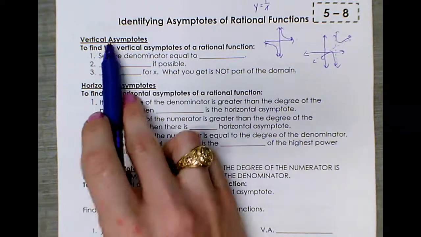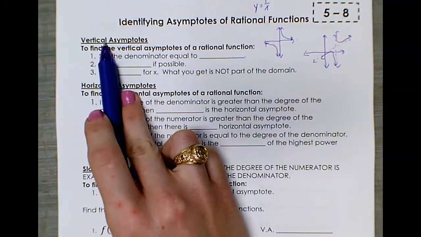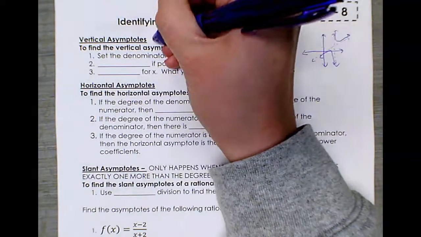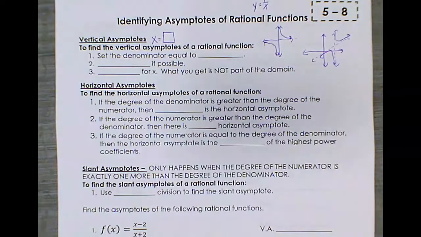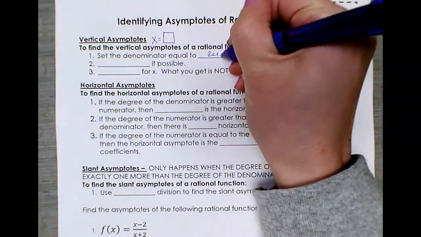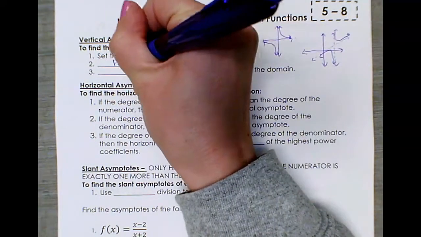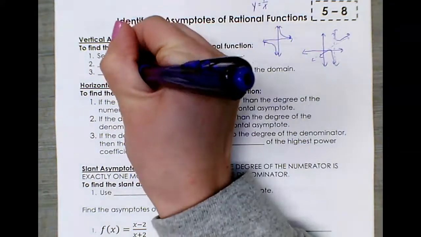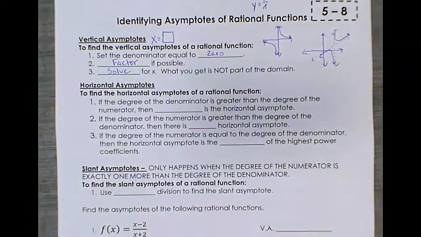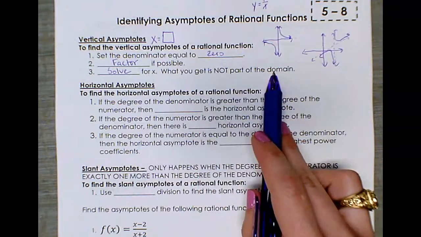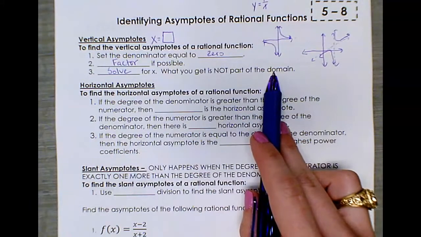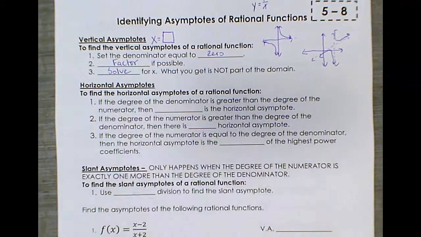We're going to start out with something that you should be familiar with, the vertical asymptote. So the vertical asymptote equation is going to be x equals something, some value, and to find the vertical asymptote of a rational function, you want to set the denominator equal to 0. Make sure that the denominator is factored, and you want to solve for x. We've done this in the past a lot. What you get is not part of the domain, so usually we set the denominator not equal to 0 so that we can figure out what is not in the domain. But in this case, whatever is not in the domain is the vertical asymptote, so we're setting it equal to 0.